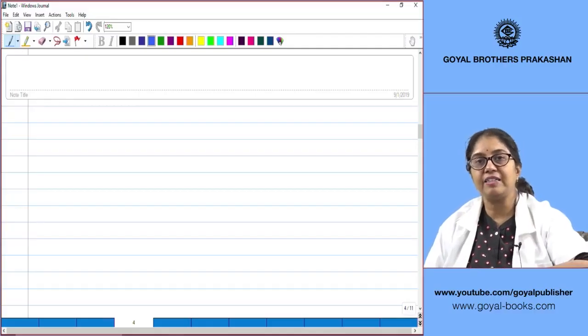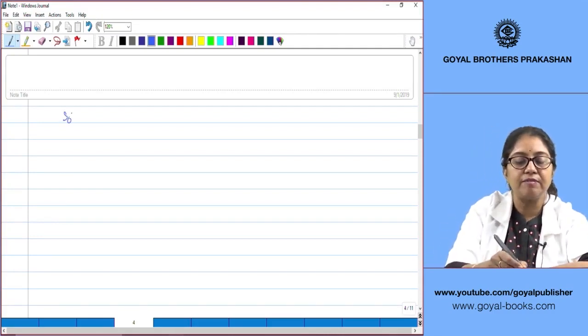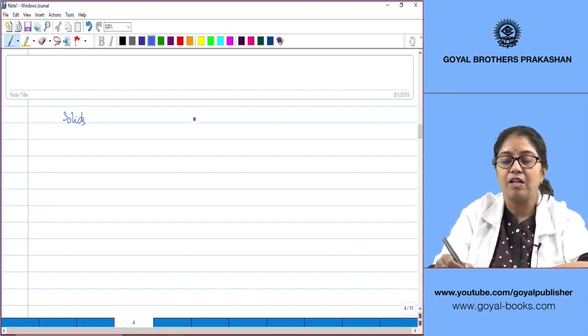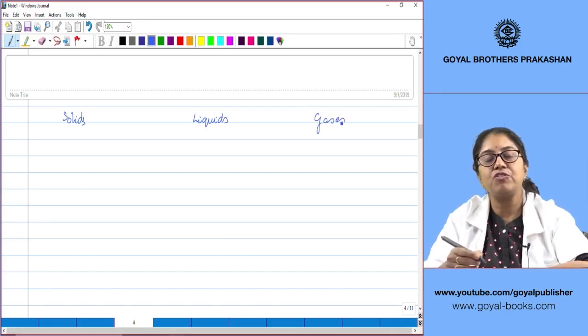So we have said that there are 3 states of matter. Now based on the properties, we have categorized matter into 3 states, that is solids, liquids and gases.